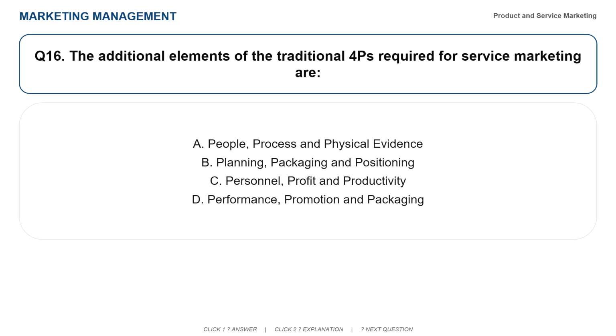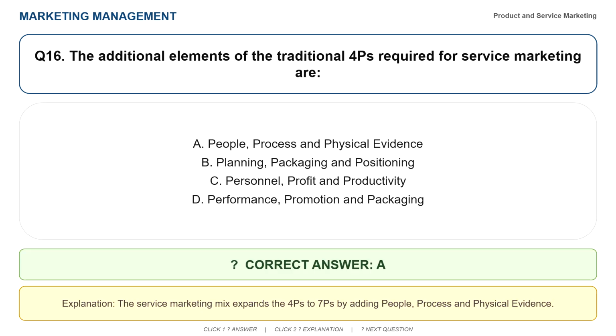Question 16. The additional elements of the traditional 4Ps required for service marketing are: Option A, people, process, and physical evidence. Option B, planning, packaging and positioning. Option C, personnel, profit, and productivity. Option D, performance, promotion, and packaging. The correct answer is A. Explanation. The service marketing mix expands the 4Ps to 7Ps by adding people, process, and physical evidence.